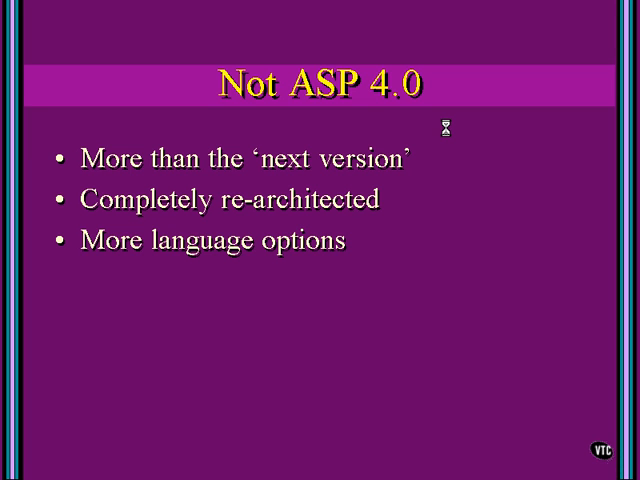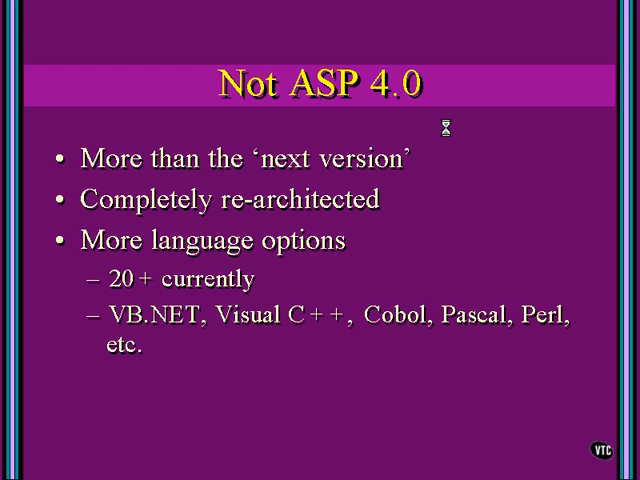Now, one of the things that are most exciting about ASP.NET are the language options. There are currently more than 20 languages supported, and just as an example, I'll mention VB.NET, which is, for all practical purposes, the default language of ASP.NET. Visual C#, I don't know how that didn't make it on the list, but Visual C# is out there. We'll talk about language choices in a future video. Visual C++, COBOL, Pascal, Perl, a lot of different languages.